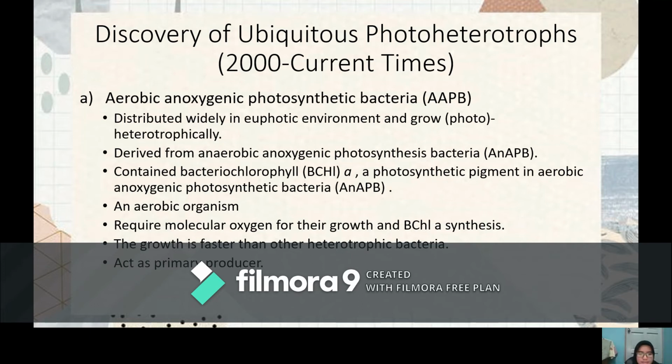However, AAPB is an aerobic organism. It requires molecular oxygen for its growth and for bacteriochlorophyll a synthesis. The growth is faster than other heterotrophic bacteria in the seawater. So it acts as a primary producer in the marine environment.